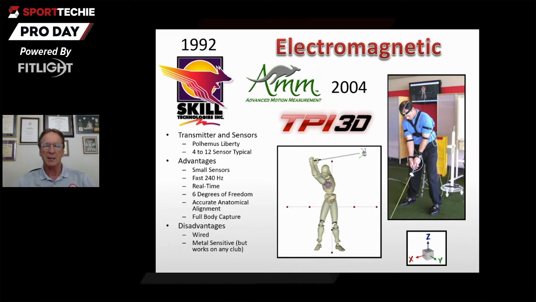And in fact, in 1992, I did find a technology. It's electromagnetic technology. You have small sensors that have 3 coils of wire, and those coils of wire have a magnetic field induced in them from a transmitter, and they can calculate X, Y, and Z, and not just X, Y, and Z, but also pitch, yaw, and roll. So that's what's called 6 degrees of freedom, and that was a pretty exciting technology. As it evolved, it got faster and faster, and we were able to capture at 240 samples per second, and we were able to do it in real time.